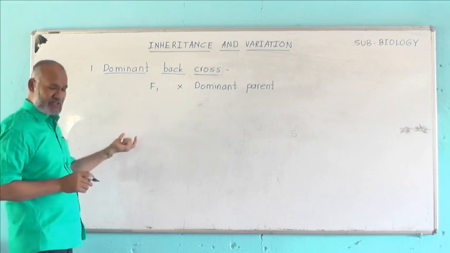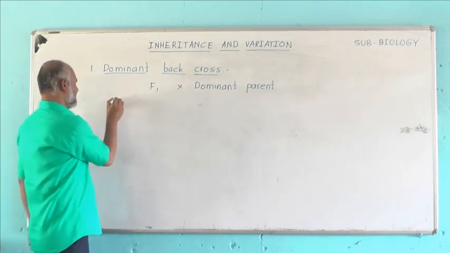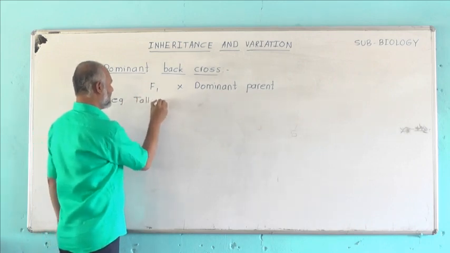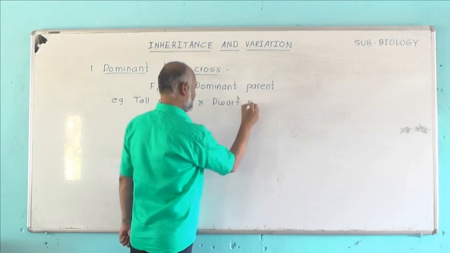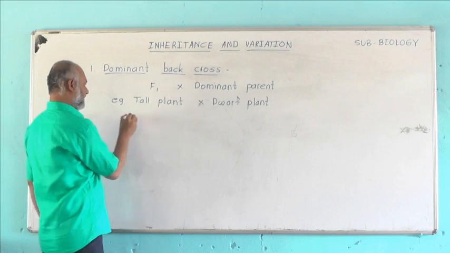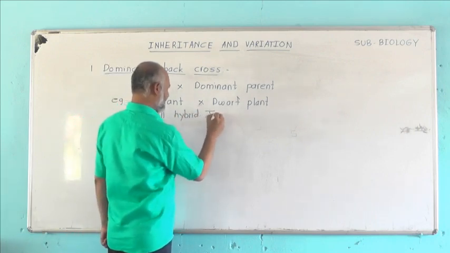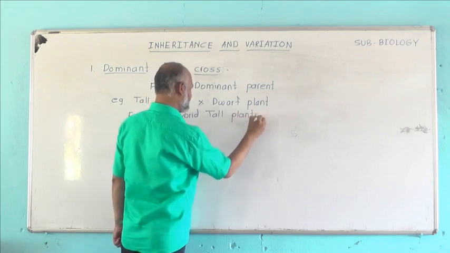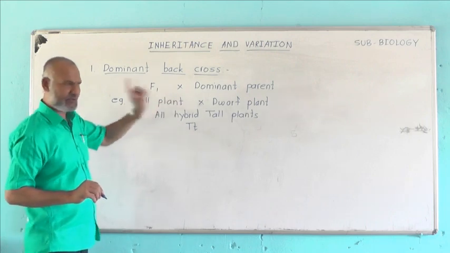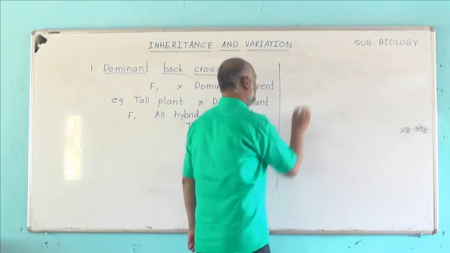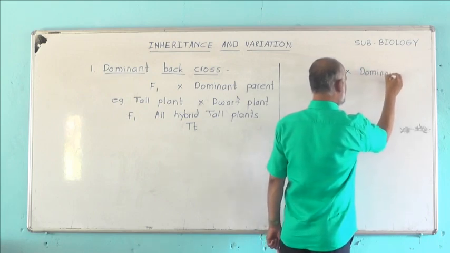First we study such a dominant back cross with the example of monohybrid cross. In monohybrid cross, for example, tall pea plant crossed with dwarf pea plant. Then in F1 generation, all hybrid tall plants, that is capital T and small t. Now we have to cross this F1 individual with the dominant parent. So F1 individual crossed with the dominant parent.